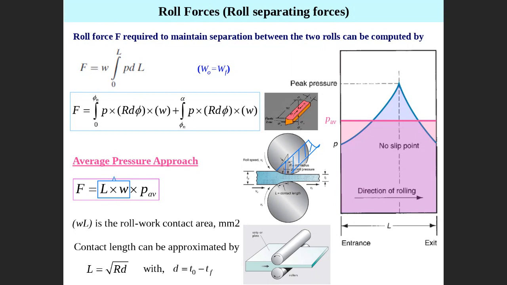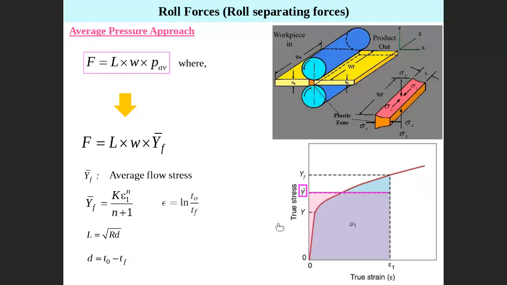So area here equals what? Area here equals L, the contact length, multiplied by W, the width of the workpiece. So contact length multiplied by W is the area, multiplied by the P average. Then this is the force applied, or the force needed to do the rolling process, in a very simple way. Let me go to the next slide.